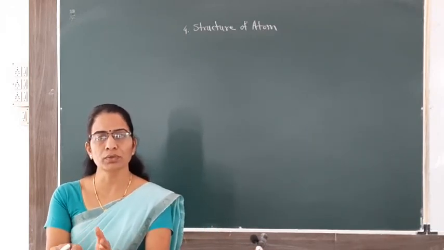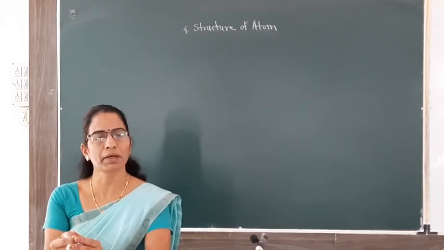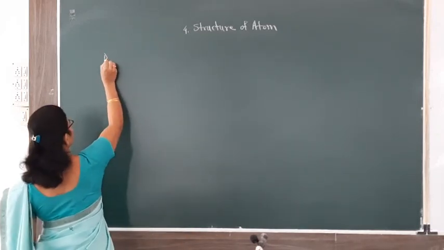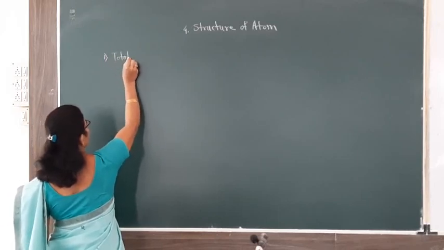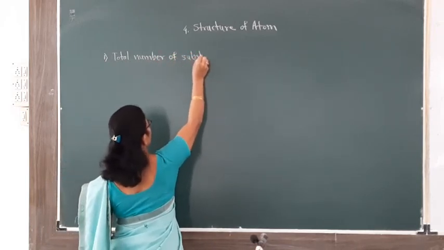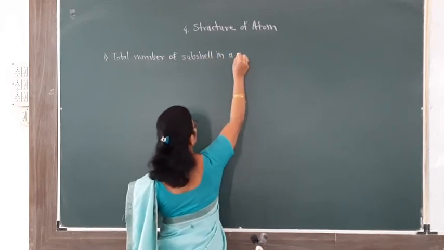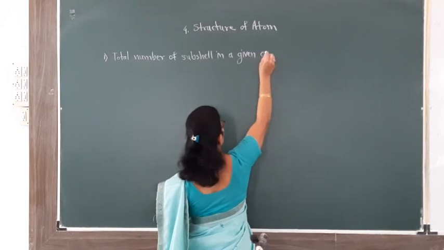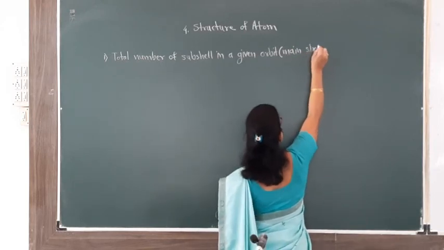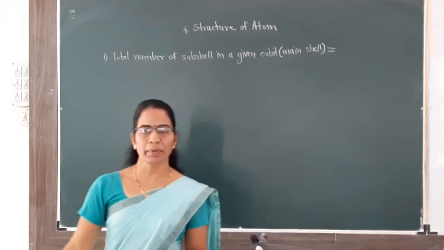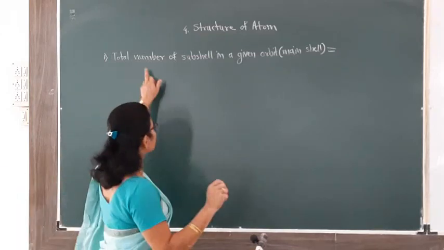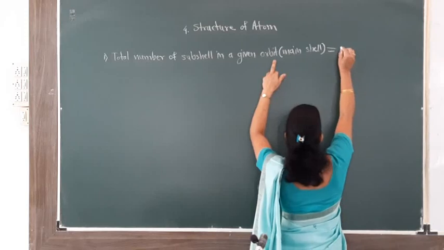If you know the value of n, n indicates the principal quantum number. So by knowing the value of n, you can find the total number of subshells in a given orbit or main shell. Yesterday I told you that the orbits or the main shells possess subshells, and the total number of subshells in a given orbit is given by the formula n.